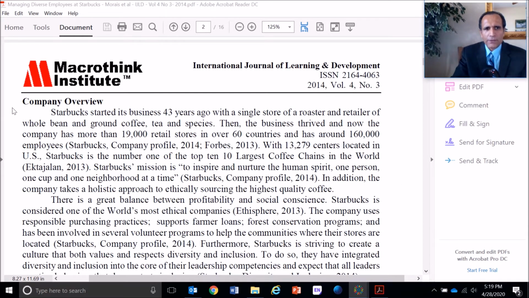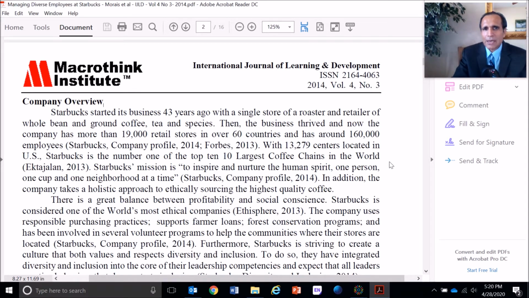The article gives you a company overview here. So you can see in this first paragraph under the company overview heading, it says Starbucks started the business 43 years ago with a single store. And then it says that the business thrived and now the company has more than 19,000 retail stores in over 60 countries and it has around 160,000 employees. Now that is obviously what was published in 2014 when the article was being written.